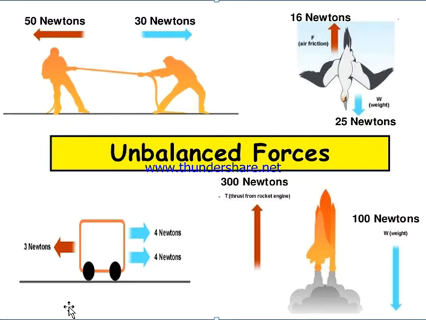And one more example, a car having 3 Newton force on the left side and 8 Newton on the right side. Where does it go? Then it goes to the right side. Again, the movement of a satellite, it goes upwards. Okay, so these are the examples of unbalanced forces.